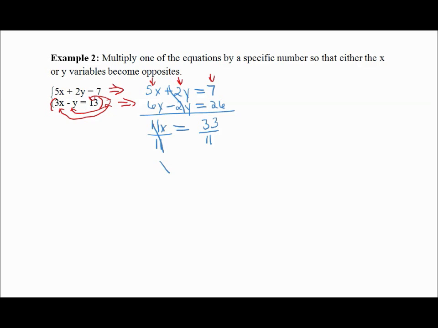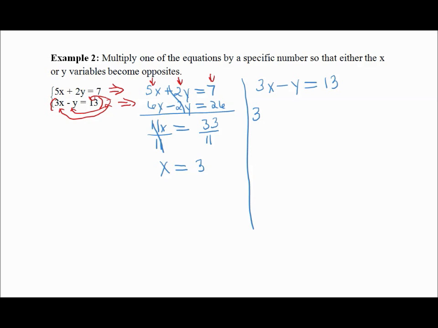The 11's cancel out. That's going to leave me with x is equal to 3. Now that I know what x is, I can take that x value and substitute that back into one of the original equations. I believe I'll use that second equation again. The original equation was 3x minus y equals 13. And now I know what my x value is, so I'll make that substitution.